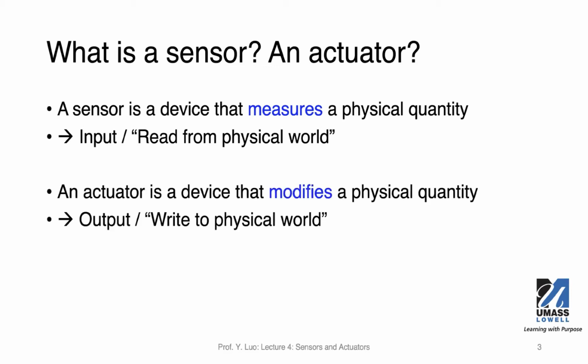On the other hand, an actuator is a device that modifies a physical quantity. So you can use a device to drive your motor, drive your gear, or you can turn on the LED or turn off the LED, and you can have other physical quantities, physical attributes that you want to have impact or have effect on using a device. And such a device is an actuator.